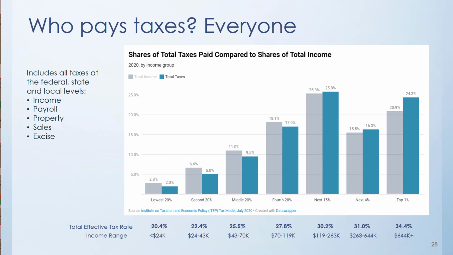The top 1% earn 21% of the nation's income and pay 24% of the nation's taxes. You compare that to the middle 20% that earned 11% of the income, paid 9.5% of the taxes, and the lowest 20% who earned less than 3% of the income and paid 2% of the taxes. So while an individual tax, such as federal income tax, may look very progressive, that progressivity is offset by many regressive taxes throughout our system. And if you look holistically, taxes in America are pretty even.